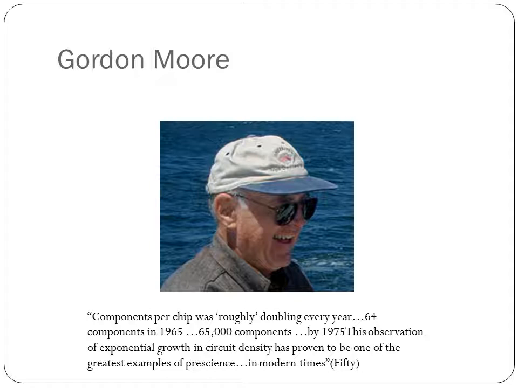Now first off, who is Gordon Moore? Moore is the co-founder of Intel, who observed an alarming trend. The number of components per chip was roughly doubling every year, which reached about 64 components in 1965. Moore predicted that chips with 65,000 components will be available by 1975. Moore's observation of exponential growth has proven to be one of the greatest examples of pre-science in the modern age.